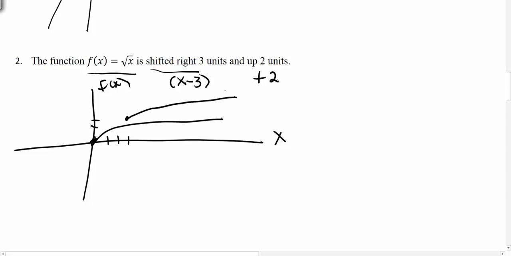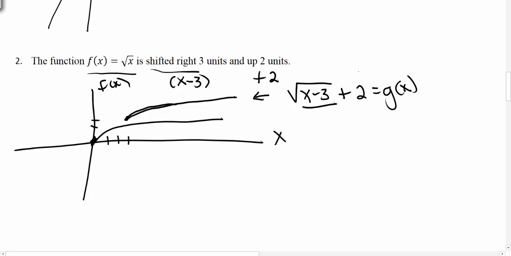It's going to look the same, but it's starting at a new point, right? So it's going in the upward direction, and it's bending towards the top. The formula for that is going to be the square root of x minus 3, plus 2, is what our new function is. The x minus 3 gets plugged in wherever we saw an x in the original, and then the plus 2 is what shifts it up. Let's try one more.